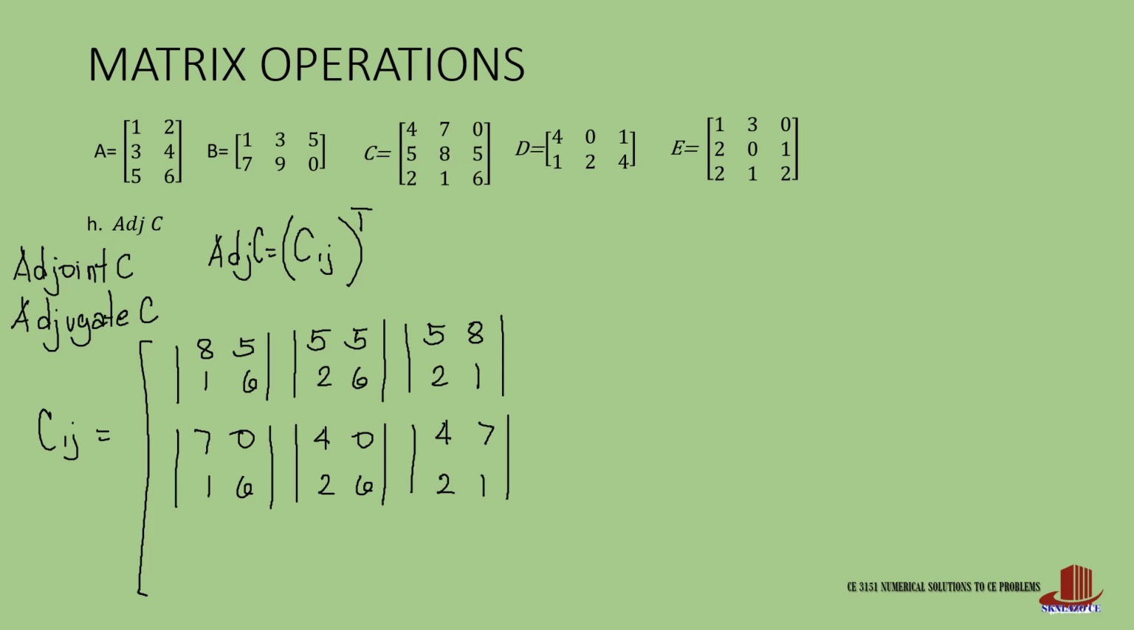Now for our last row, starting with first column, we would have our elements 7, 0, 8, 5. With the second column, we are left with 4, 0, 5, 5. And finally, for the last column, we would get 4, 7, 5, 8.